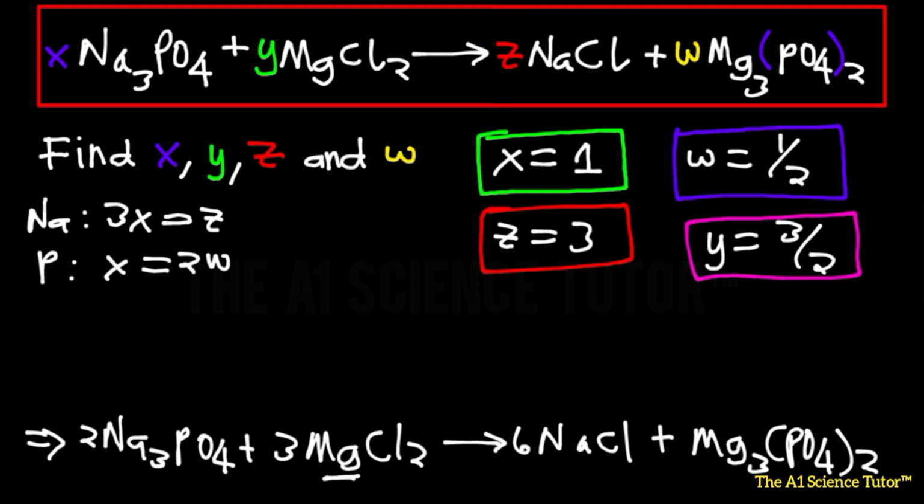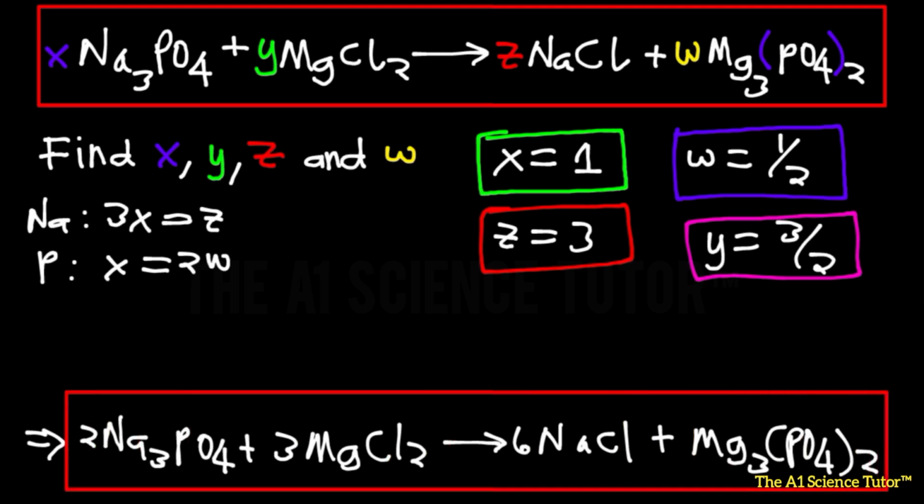Now for magnesium, you have 3 atoms of it, and that's the same thing you got on the right-hand side. And then for chlorine, you got 2 atoms of chlorine multiplied by 3. That gives us 6. And this is still the same thing you got there. So obviously, this is completely balanced. And so this is going to be the answer to the question. This is the balanced form of the equation. So that is how to solve it.